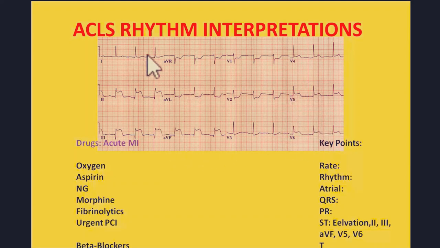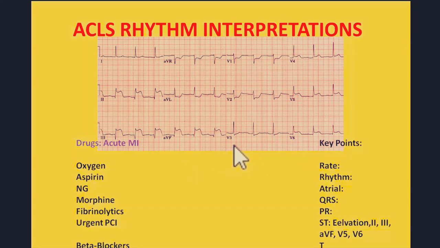This is an example of an acute inferior and lateral wall myocardial infarction. Here we have a regular sinus rhythm, narrow QRS complexes, but we have significant ST elevation. This is the ST elevation in 2, 3, AVF, V5 and V6. So this is representing the infralateral region. So this is an example of an acute myocardial infarction. And of course, this is an emergency.